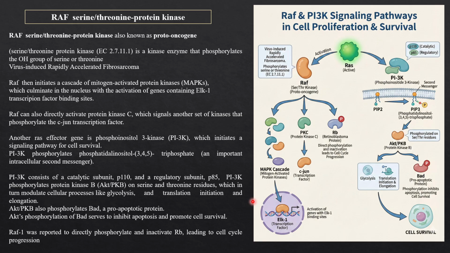So there are the RAF serine threonine protein kinases. The RAF serine threonine protein kinases are also known as proto-oncogenes, and they are protein kinases like EC 2.7.11.1, a kinase enzyme that phosphorylates the OH group of serine and threonine. These are virus-induced and rapidly accelerated fibrosarcoma. So RAF then initiates a cascade of mitogen activated protein kinase, or MAP kinase, which culminates in the nucleus with activation of genes containing ELK1 transcription factor binding sites.